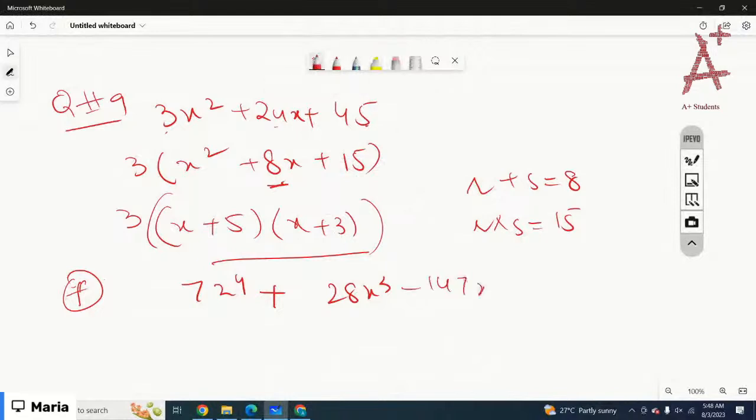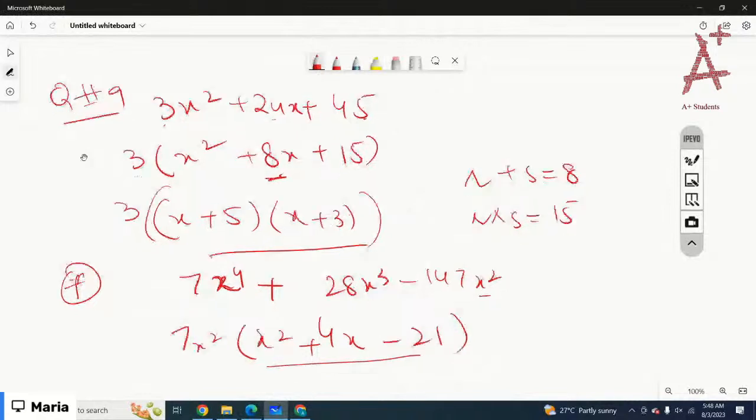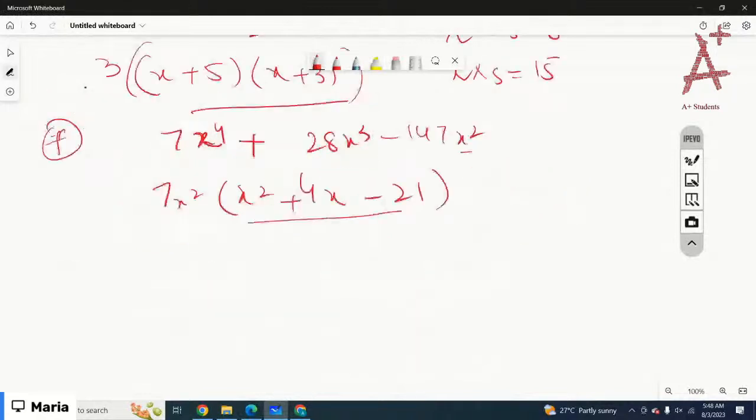We can take 7 common because all the numbers are multiples of 7, and also x squared. So 7 is already outside, and you are left with just x squared here. 7 times 4 is 28x and negative 21. Now you have to factor this one. You have to think of two numbers that when added make 4 and when multiplied make negative 21.